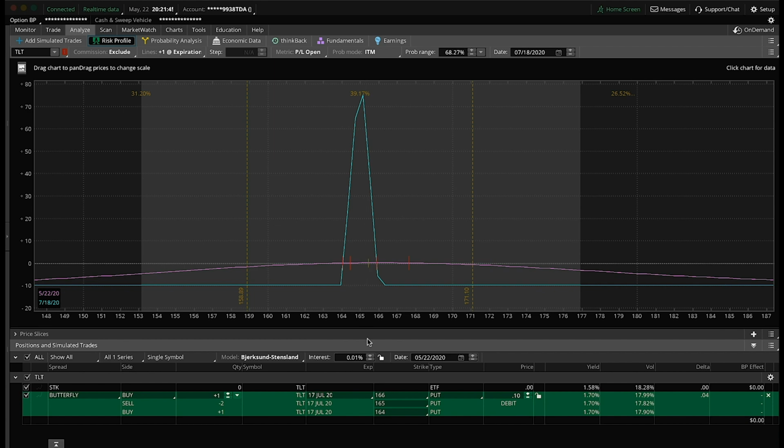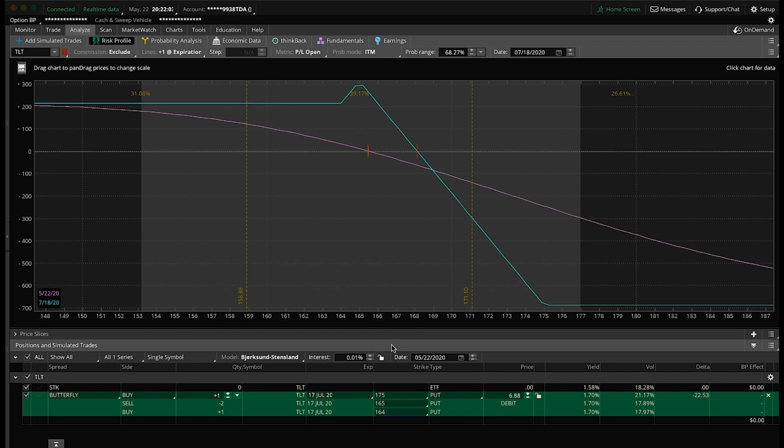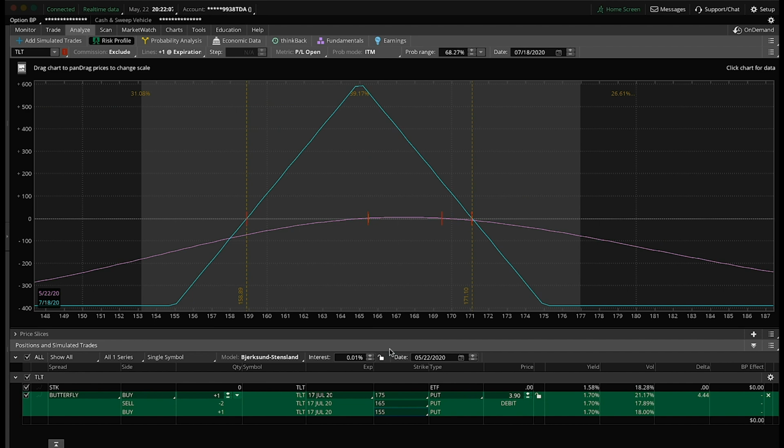Now, of course, this is far too narrow, so we'll go down here and we'll adjust this a little bit. I'll go up to 175 on the high side, and then down to 155 on the low side, so it's even on both sides. And now this looks like a pretty good trade right here. We've got break-even points at about 159 on the low side, and 171 on the high side. So a pretty decent range in the middle, and this is where we want the price to hang out.